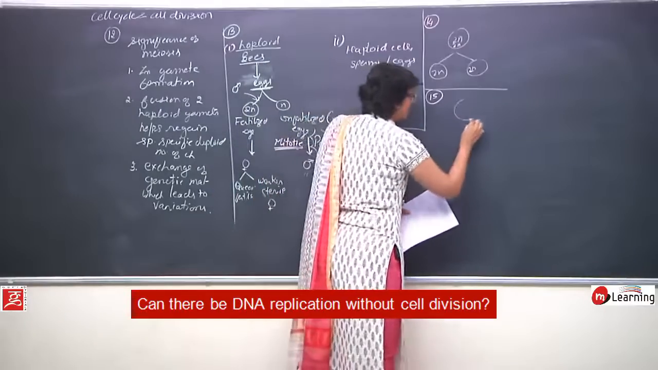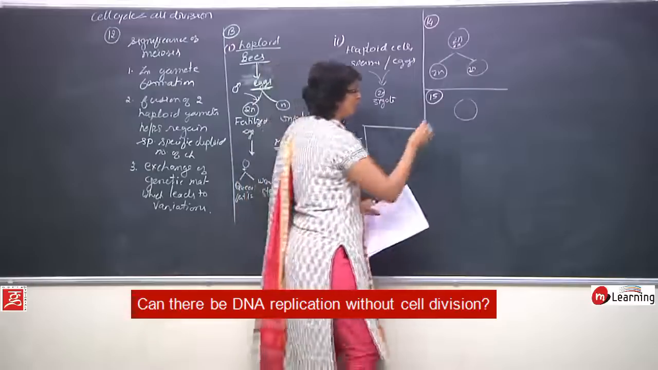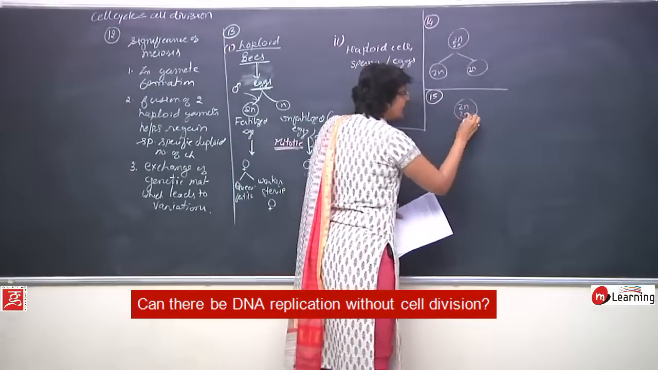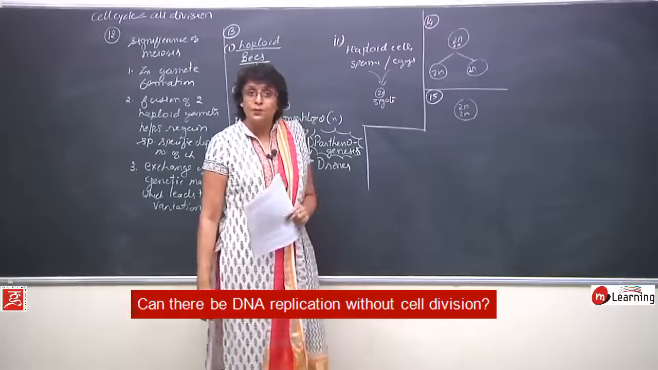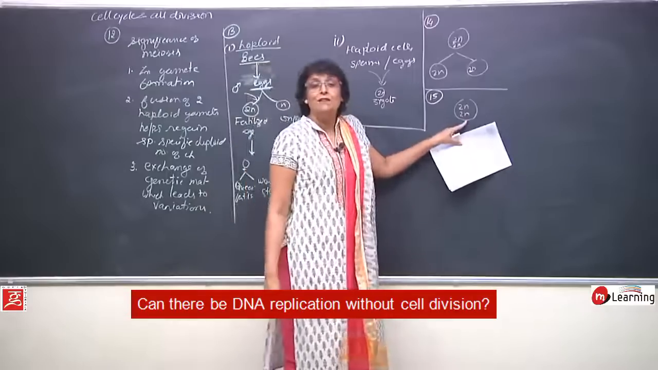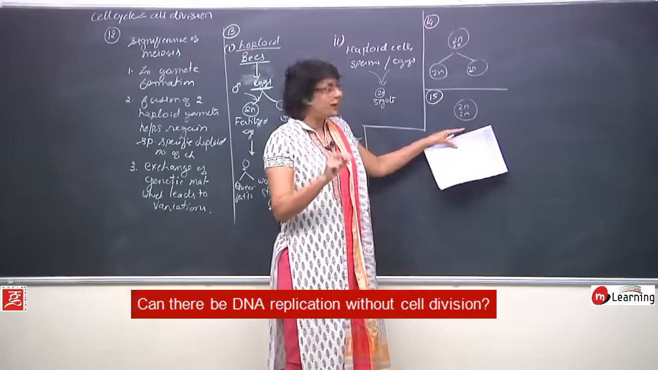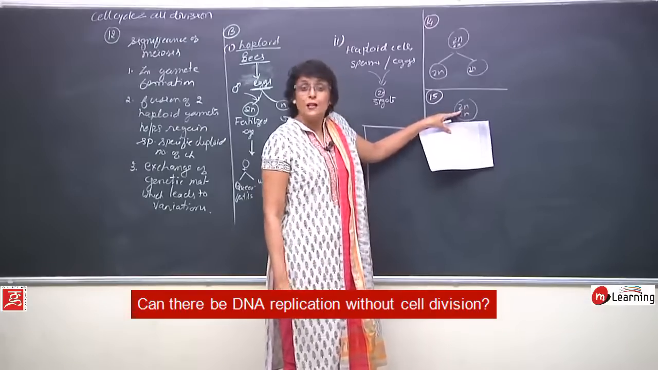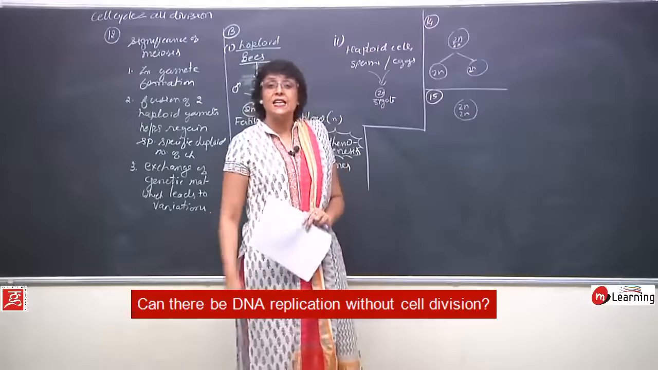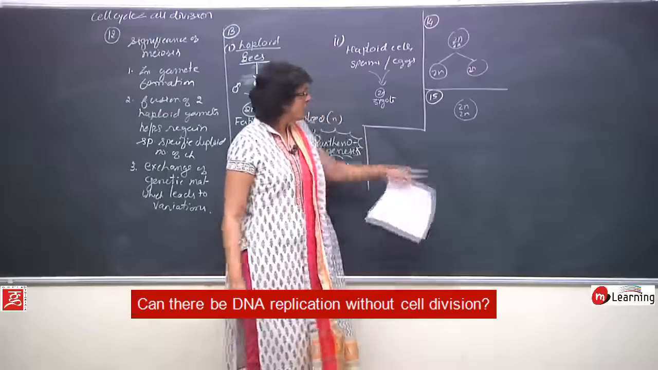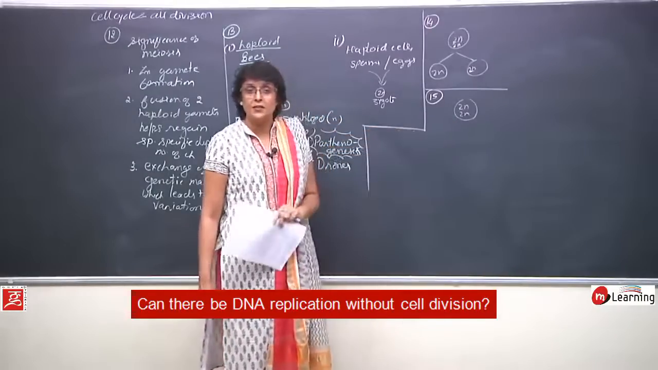That means, suppose this is the cell, it goes through interphase G1, S, G2, and now it has 2n and a copy, 4n, and no division. It is possible. Then this cell will be called a polyploid cell. One set of chromosomes is haploid, two sets of chromosomes we call diploid. If the number of chromosomes increases by a set, such cells are known as polyploids. So now here how many sets are there? 4. So it will be called a tetraploid cell.